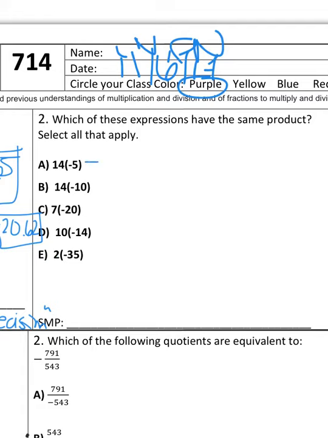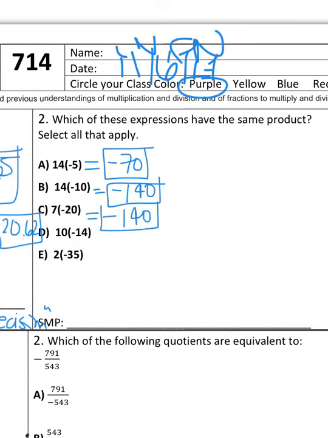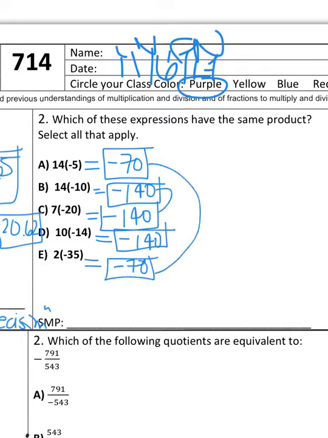So let's solve it. 14 times 5 times negative 5 is negative 70. 14 times negative 10 is negative 140. 7 times negative 20 is negative 140. 10 times negative 14 is negative 140. 2 times negative 35 is negative 70. All right. These 2 match and these 3 match.